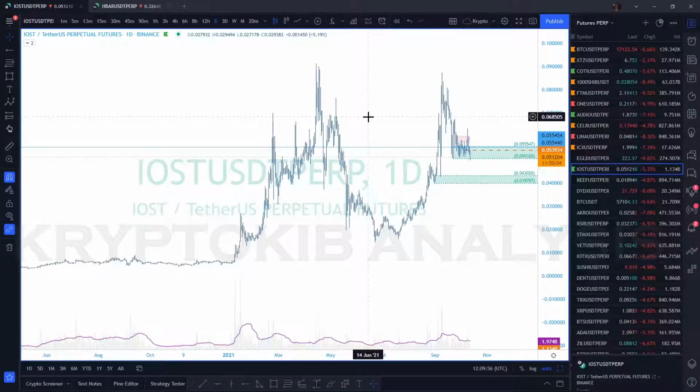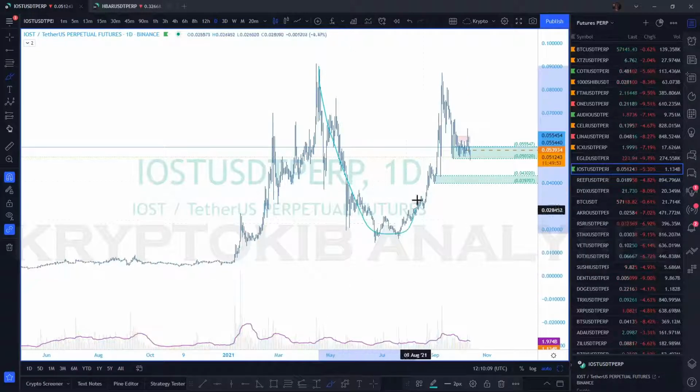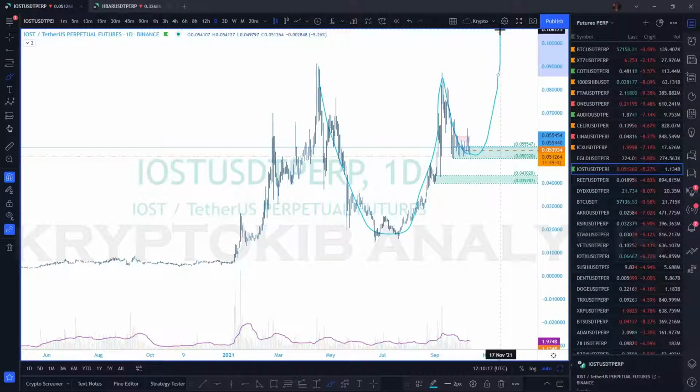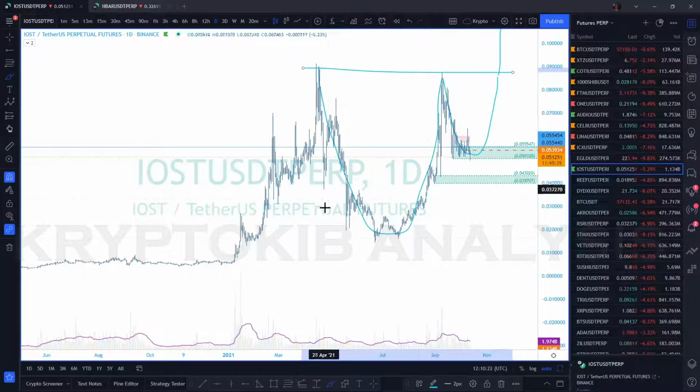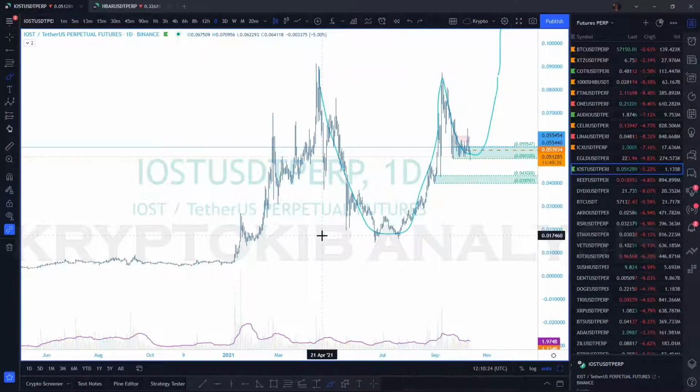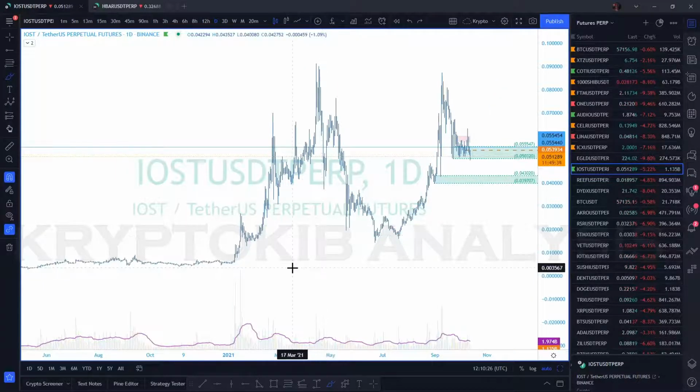Zooming out, we can see that IOST is forming a kind of pattern which people call the compound. It seems that is what it is for me. So if we get a move up here and then we have a break above the highs, that is what it looks like it is forming.